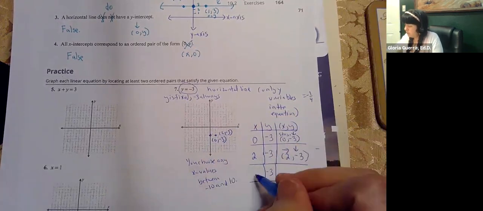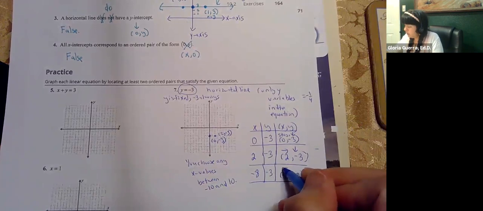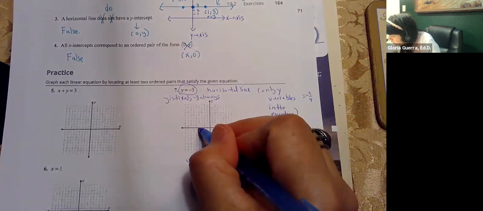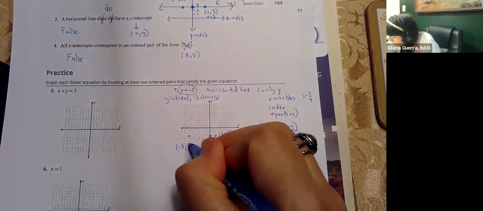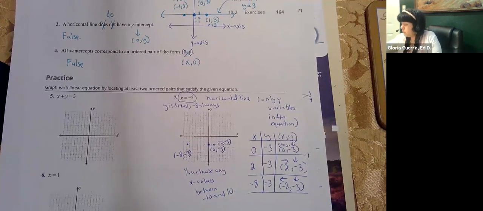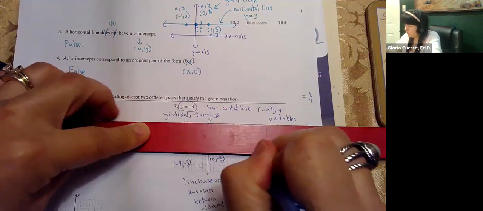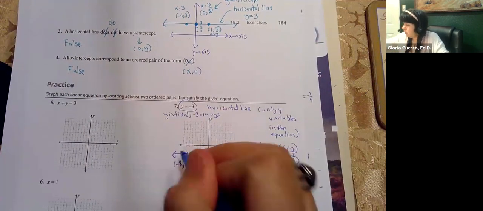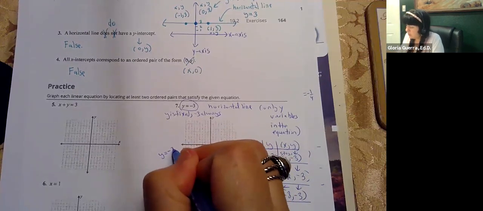And then maybe -8, -3. So you go to the left and then you go down. -1, -2, -3, -4, -5, -6, -7, -8. Go down 1, 2, 3. So (-8, -3). I'm just picking any x values that are between 10 and -10. But you see that when you graph that, that's your horizontal line, y equals -3.